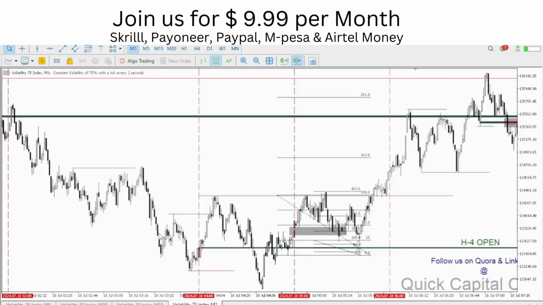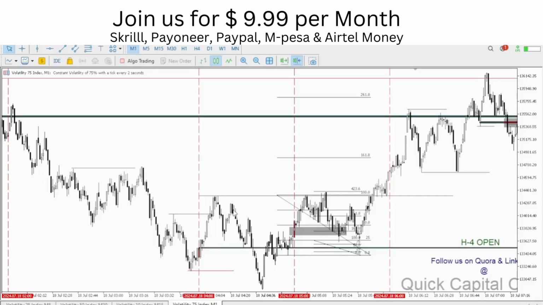For example, the one I'm just showing you here. So the 4 hour opened. After we opened, we ran buy side liquidity, ran sell side liquidity, and if you go down to the smaller time frames, you will see this setup very clearly.